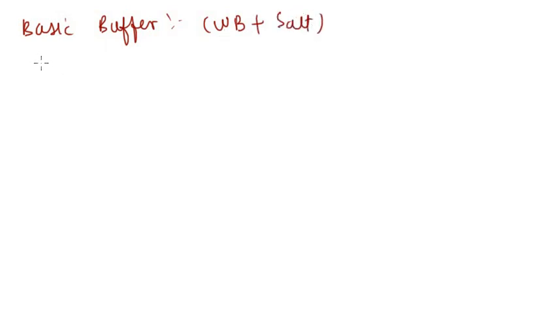So now we're going to talk about the basic buffer. A basic buffer is formed by a weak base and its salt with a strong acid. So first of all, how does it form? Let's say a method is direct. Directly it is given that we have a weak base, for example NH4OH, and we have formed its salt with a strong acid, like NH4Cl.